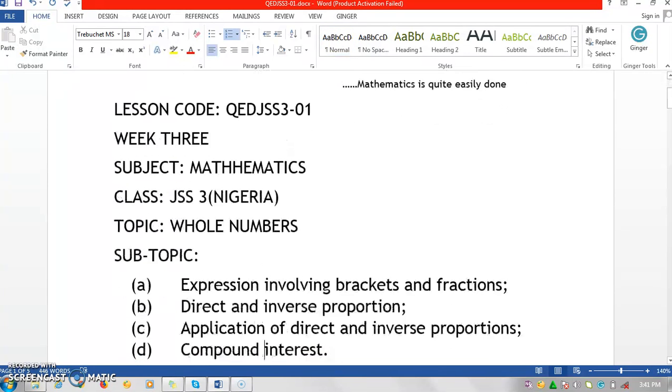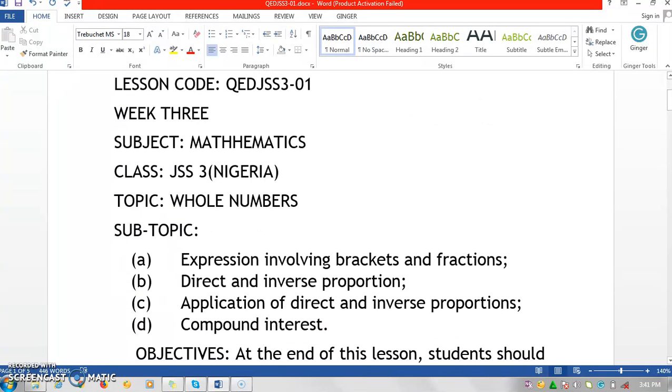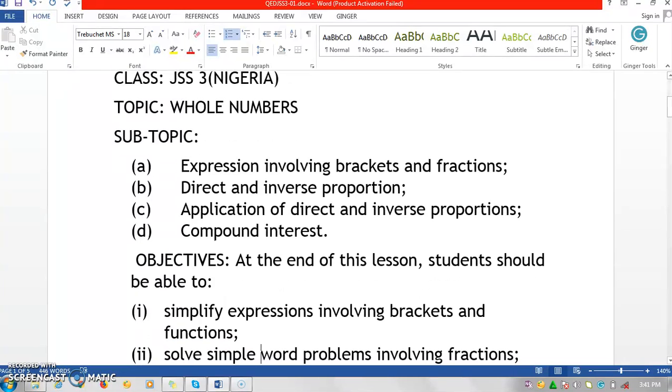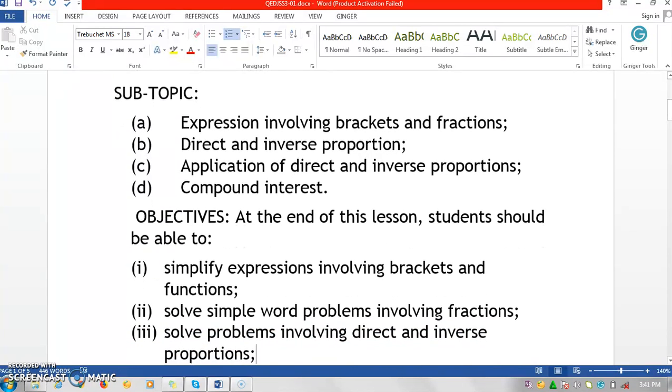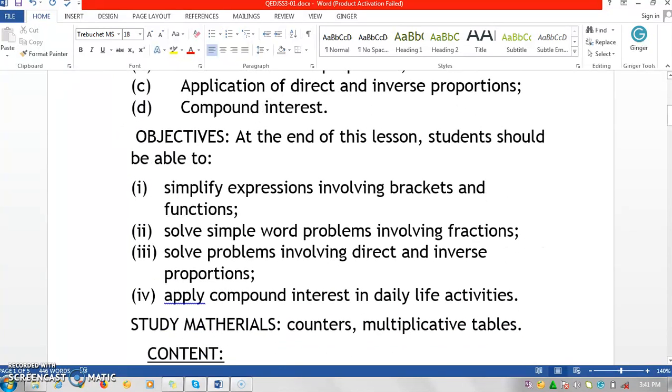What we are looking at is expressions involving brackets and fractions, direct and inverse proportion, application of direct and inverse proportion, and compound interest. The objective of this lesson is that at the end of it, students should be able to simplify expressions involving brackets and fractions, I mean.